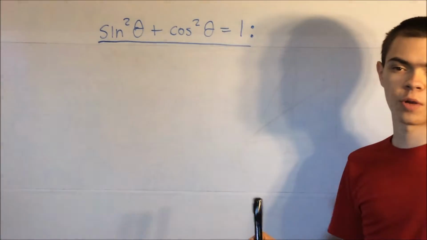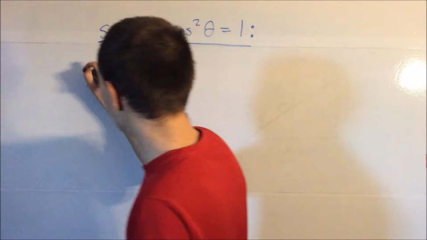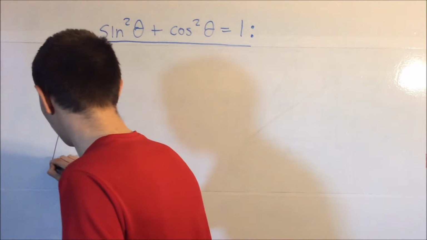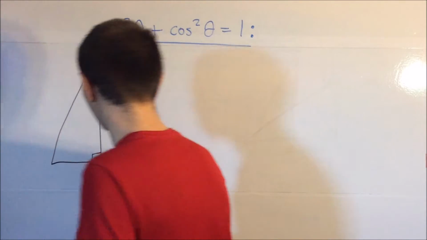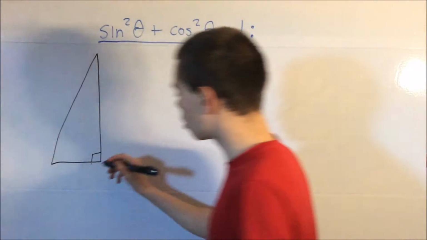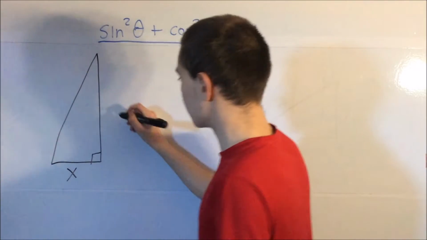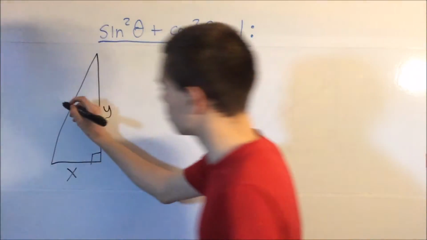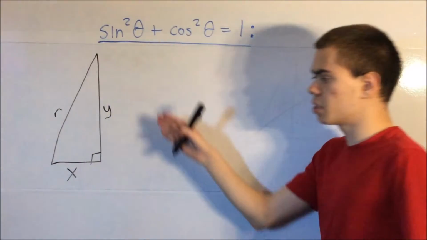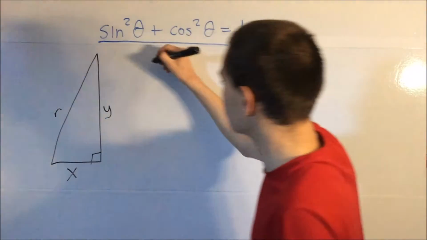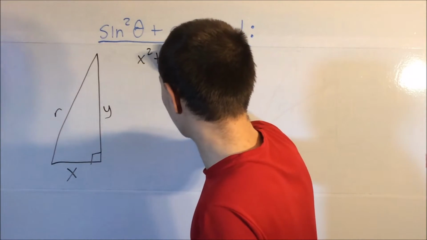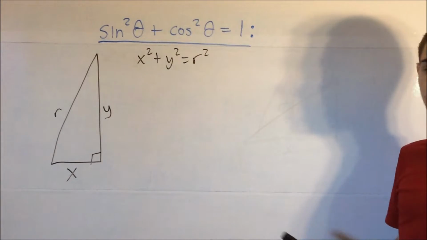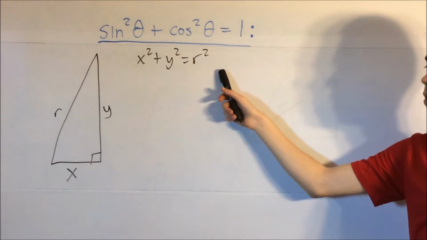Now, we know for the Pythagorean theorem, we need a right triangle. So let's first start out by drawing a right triangle. So right here, we have a right triangle, just like that. I'm going to call the horizontal leg x, and I'm going to call the vertical leg y, and I'm going to call the length of the hypotenuse r. So to use the Pythagorean theorem with this right triangle, we would just write x squared plus y squared equals r squared.